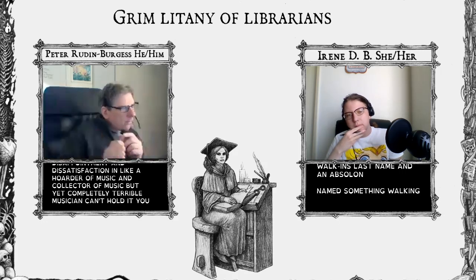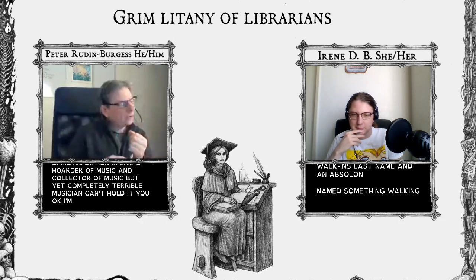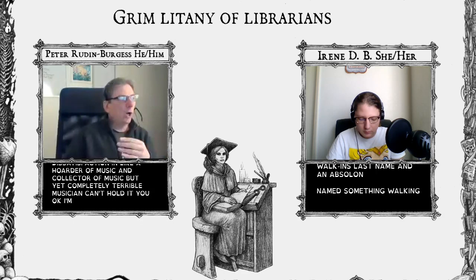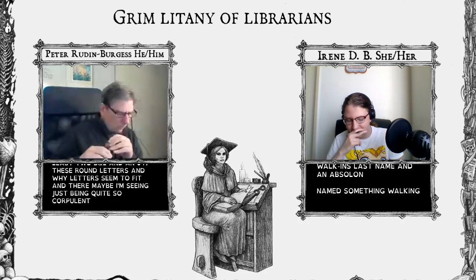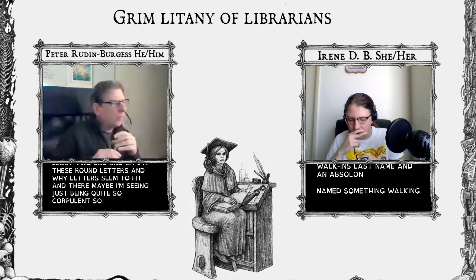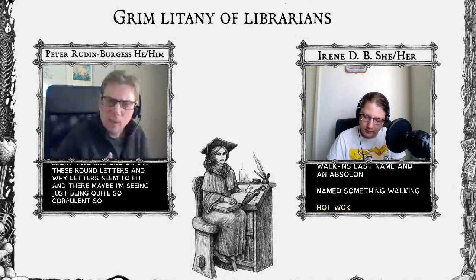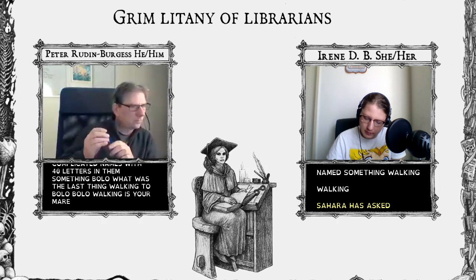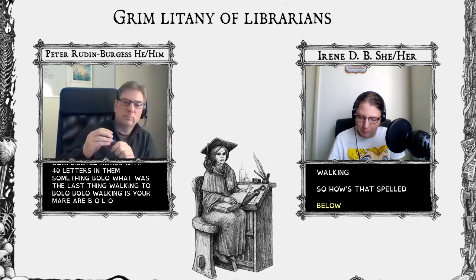Okay. I don't know why, but I would like his first name to include at least two B's, an L, and an O. For some reason, these round letters and wide letters seem to fit a mayor. Maybe I'm seeing him as quite corpulent. And it seems they have these complicated names with far too many letters in them. Something kind of like Bolo. What was the last name? Walken. Walkin. So Bolo Walkin is your mayor. So how's that spelled? Bolo. Oh, Bolo. Okay. Yeah, Bolo Walken. I like that. Okay.